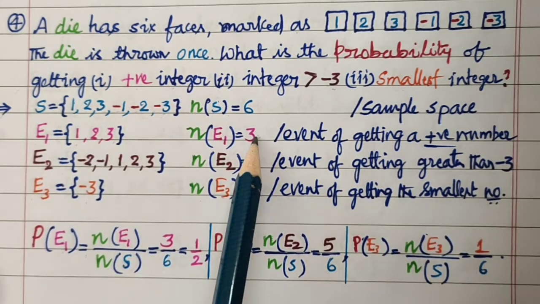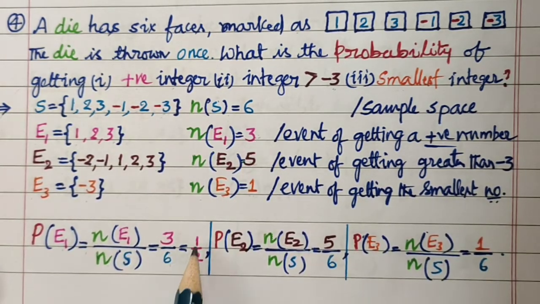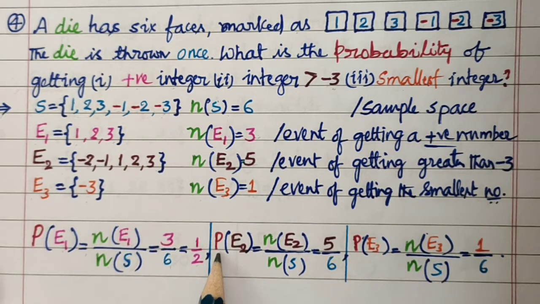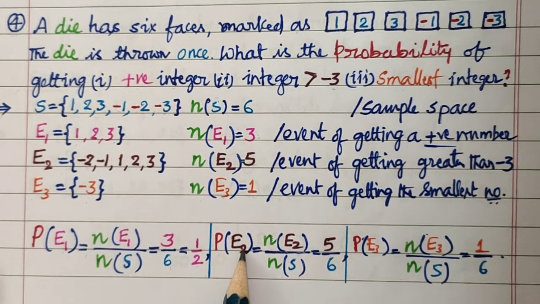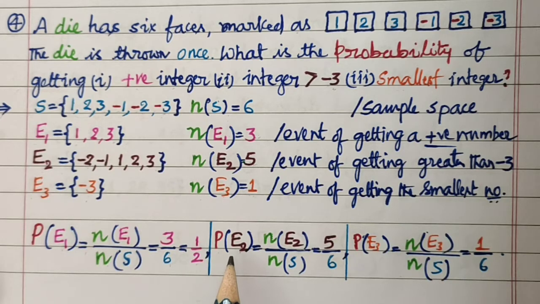N of E1 is 3, n of S is 6, that is equal to 1 by 2. P of E2, that is the probability of getting a number greater than minus 3, n of E2 is 5, n of S is 6, so 5 by 6. Probability of getting the smallest integer is n of E3 divided by n of S, which is equal to 1 by 6. In all the probabilities, n of S comes in the denominator.